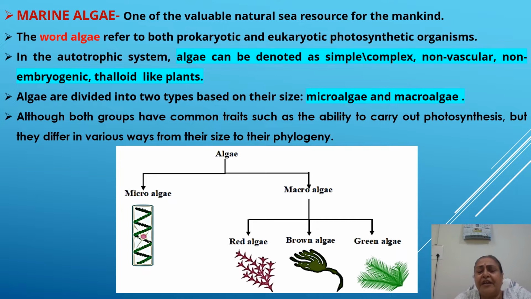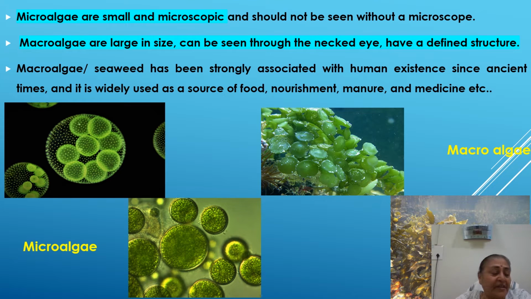The algae are again divided into two types based on their size: microalgae and macroalgae. Although both groups have a common trait such as the ability to carry out photosynthesis, they differ in various ways from their size to their phylogeny. See, this is the figure showing the microalgae and macroalgae classification. Again, the macroalgae have different types, that is red algae, brown algae, and green algae. So let us discuss all these algae in detail.